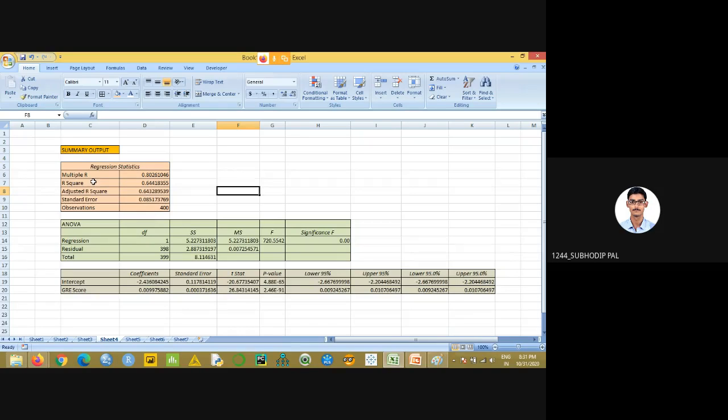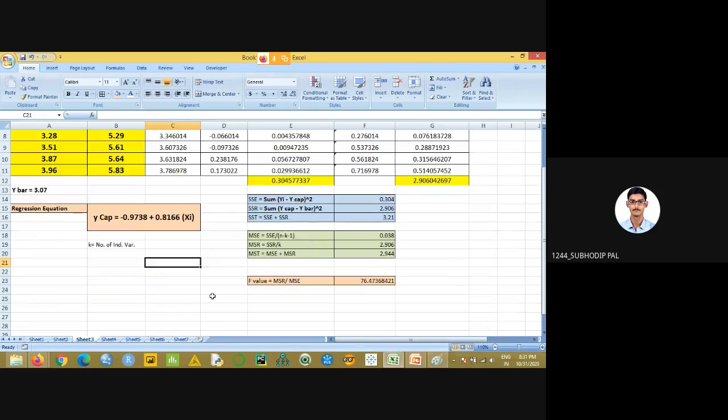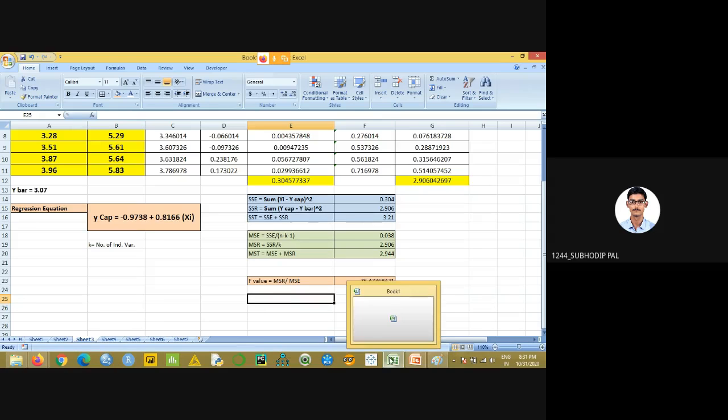So here what we will do, we will not calculate R manually, we will calculate R square and adjusted R square manually. If we know the R value, we can easily calculate the R square value. That's a different thing. But we have to calculate the R square value manually.